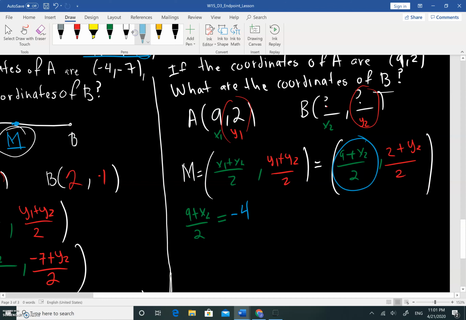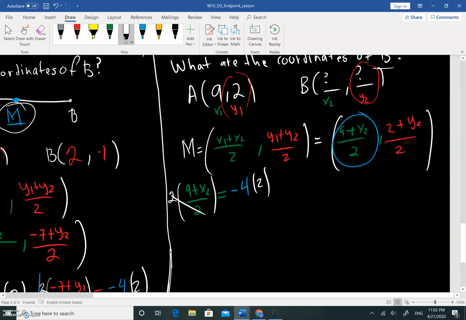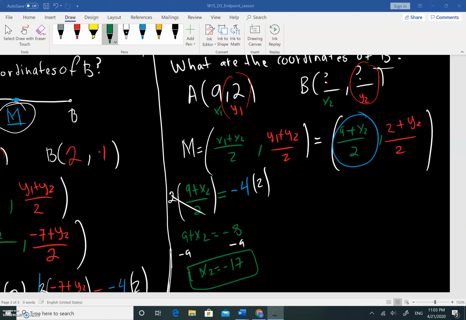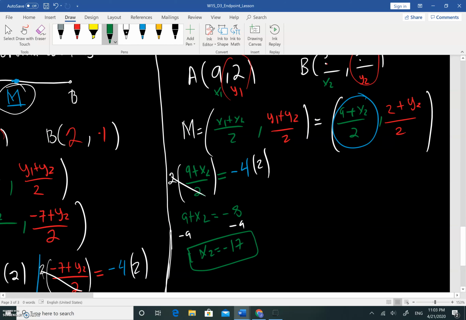So now you have to do the opposites, or inverse operations. To get rid of the 2, you multiply both sides by 2. So you're going to get 9 plus x2 is equal to -8. To get rid of the 9, you subtract 9 from both sides. And after you subtract 9 from both sides, you get x2 is equal to -17.